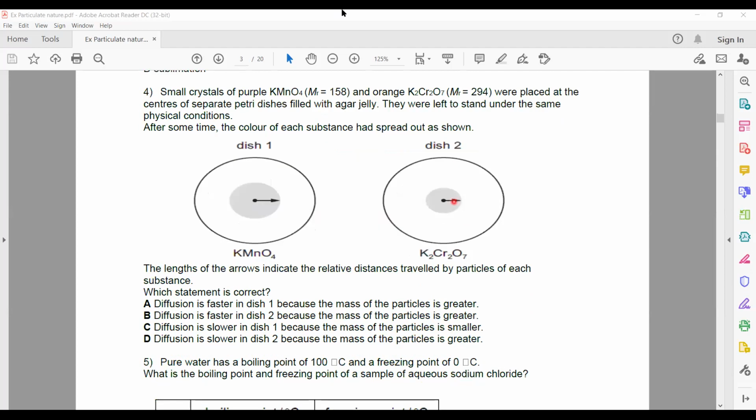The mass for each is given. This is the mass for KMnO4 and this is the mass for K2Cr2O7. So what could be the right answer for question 4?